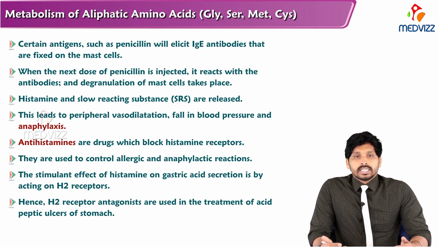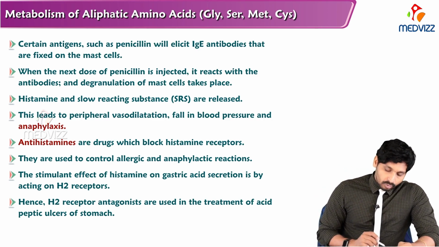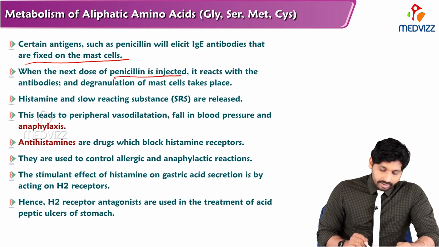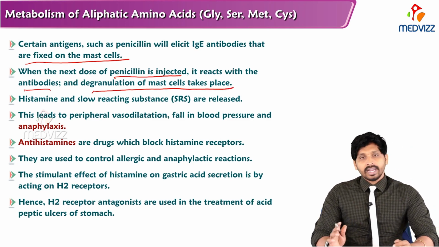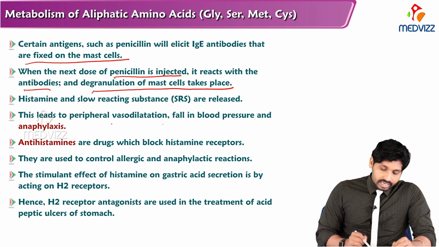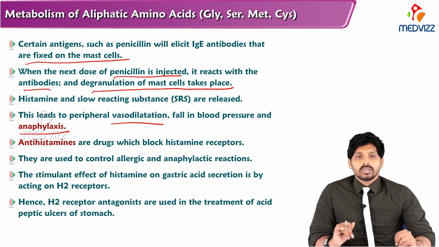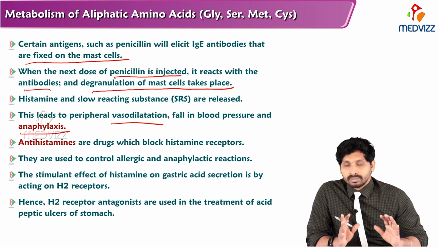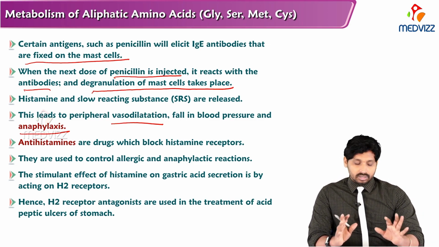Certain antigens such as penicillin will elicit IgE antibodies that are fixed on the mast cells. So when the next dose of penicillin is injected, it reacts with the antibodies and degranulation of mast cells takes place. Histamine and slow reacting substances are released, leading to peripheral vasodilation, fall in blood pressure and anaphylaxis. So it's called anaphylactic shock. That's the reason in case of allergy people may sometimes die because of this anaphylactic shock.